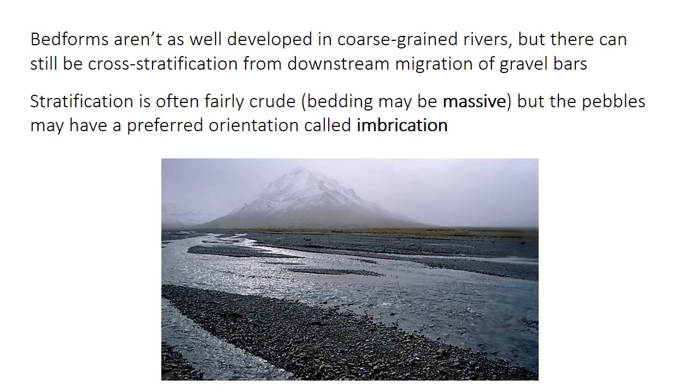Because of the wide range of grain sizes and the wide range of grain shapes and the generally coarse size of all the particles, the beds end up being pretty crudely organized, and may look massive. In this case, massive refers to a lack of distinct layering and not just any sort of large size or anything like that. So in this case, the bedding might not be very obvious, but what you do sometimes find is that the pebbles or whatever grains you have in the sediment often develop this preferred orientation called imbrication.